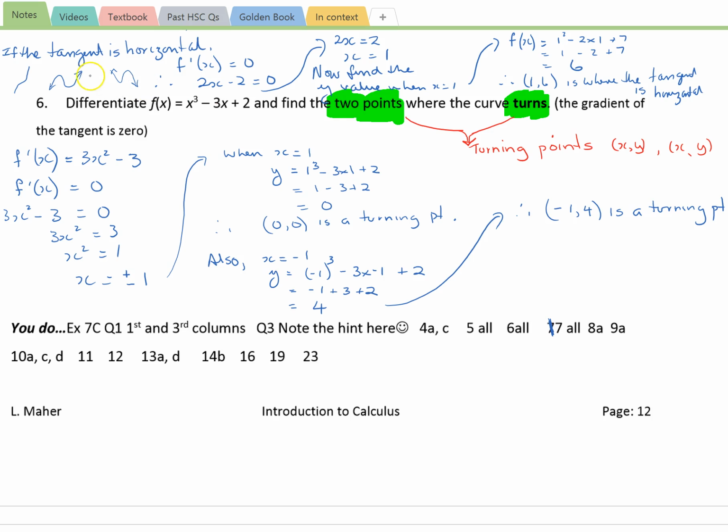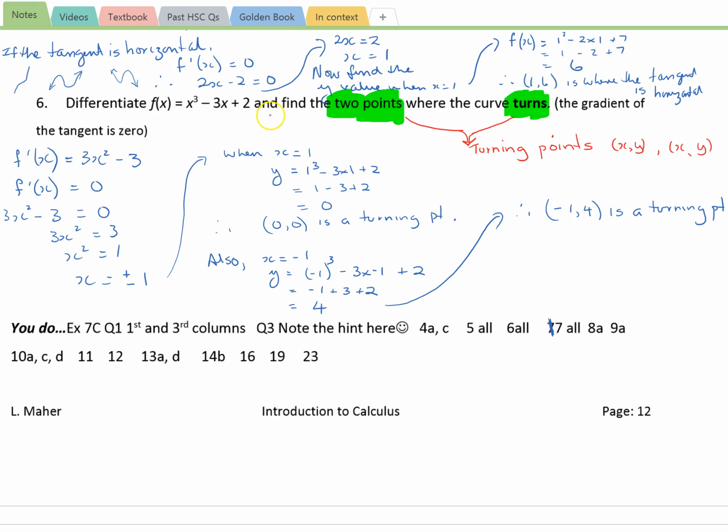Otherwise, it's this one. Now, what we know is that it has two turning points. It has two turning points. So does this one. This one doesn't. This one, we'll see later, has a special turning point. And it only has one turning point.